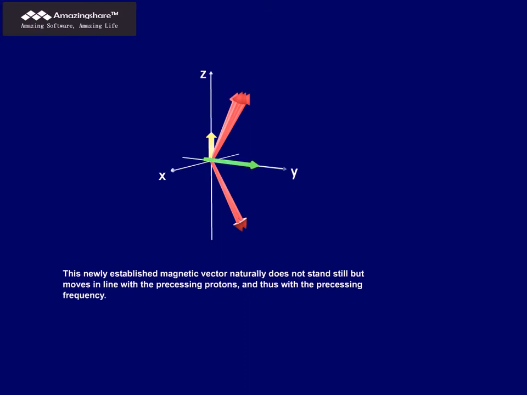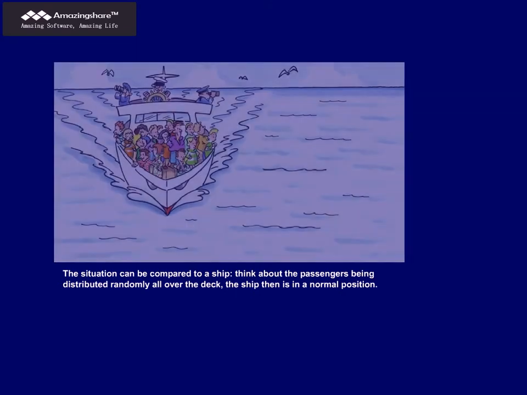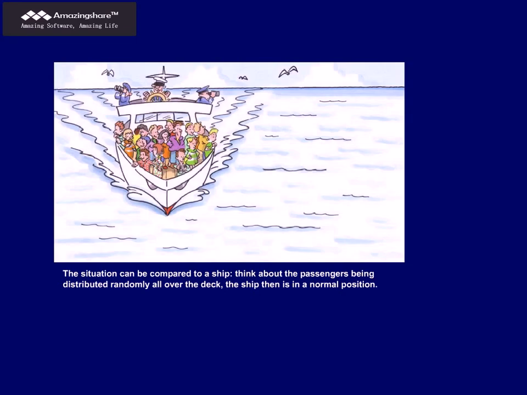This newly established magnetic vector naturally does not stand still, but moves in line with the precessing protons and thus with the precessing frequency. The situation can be compared to a ship. Think about the passengers being distributed randomly all over the deck. The ship is then in a normal position. Then have all the passengers walk in equal step around the railing.